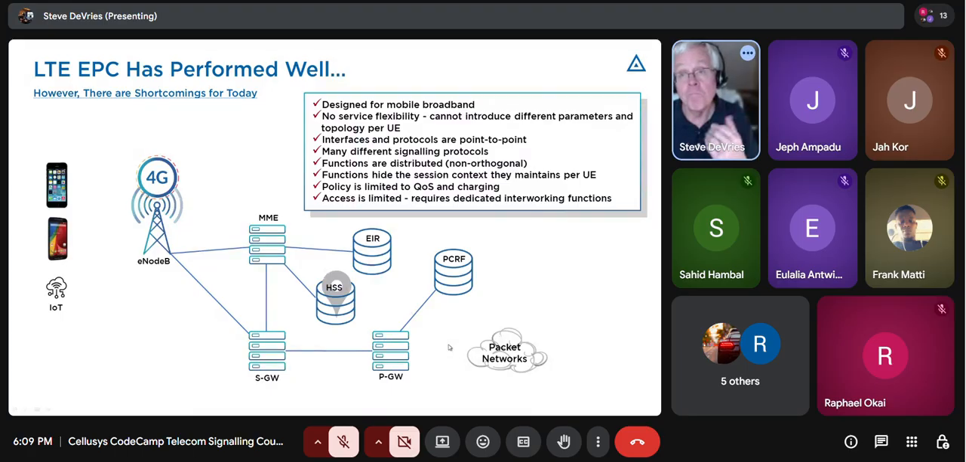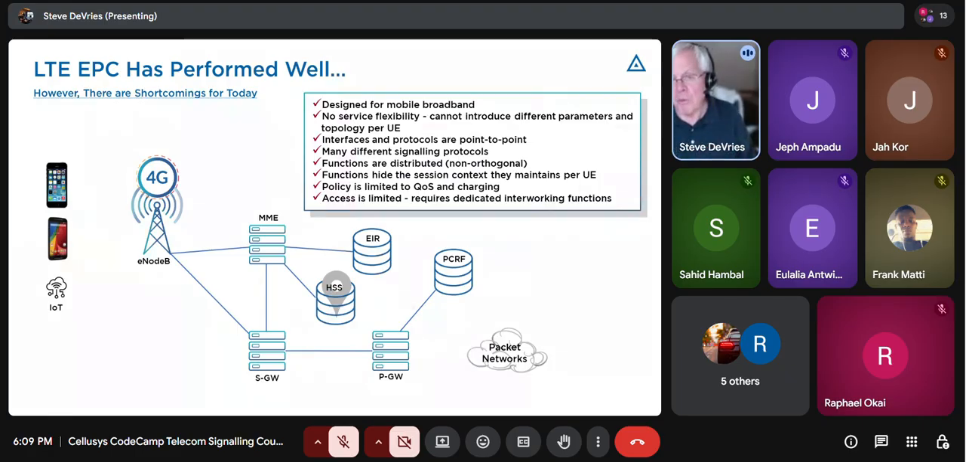Now it's getting to be 2016, 2017, 2018. The Evolved Packet System has performed well, but it was designed for broadband. There was no service flexibility. You can't introduce different parameters, different topology. The topology is what's defined here.